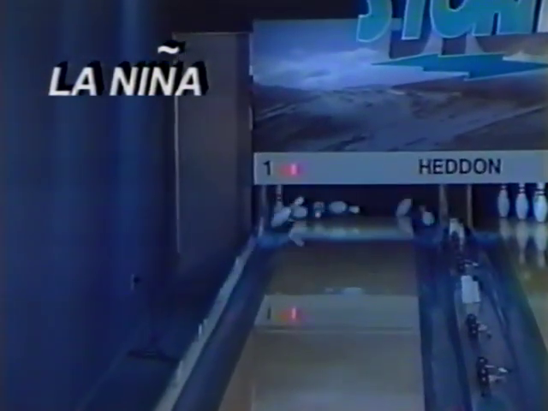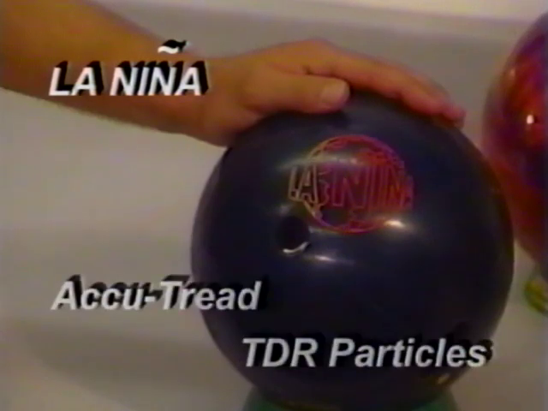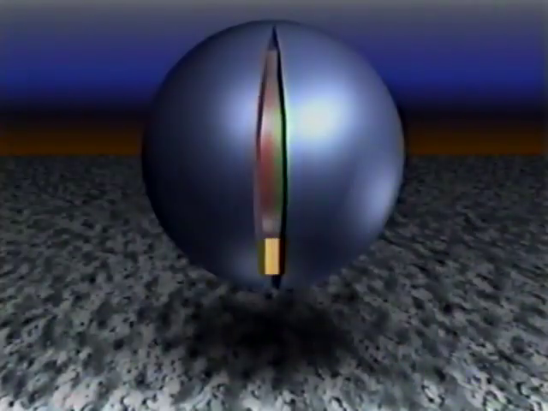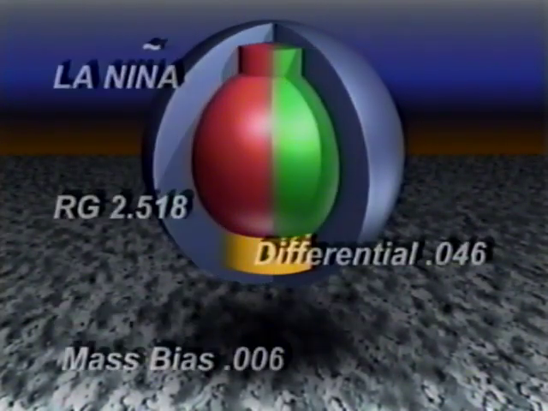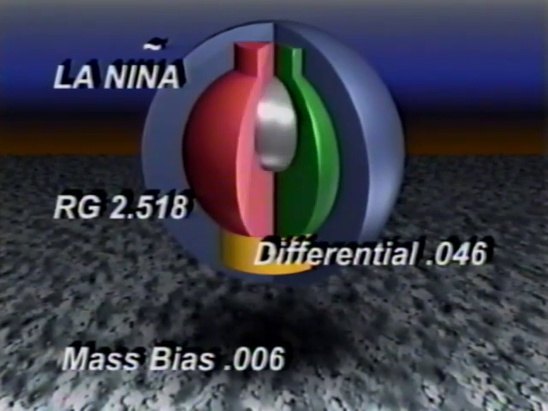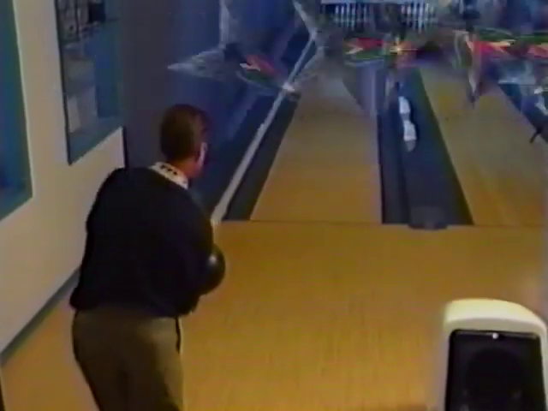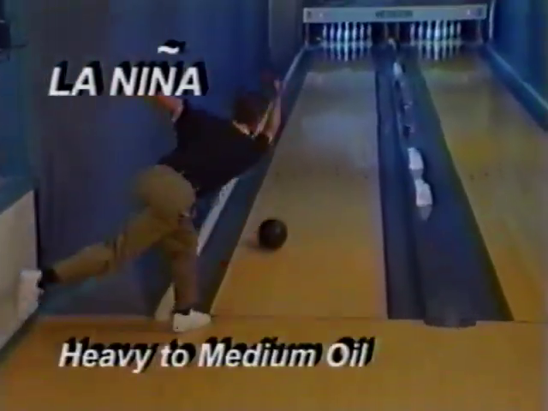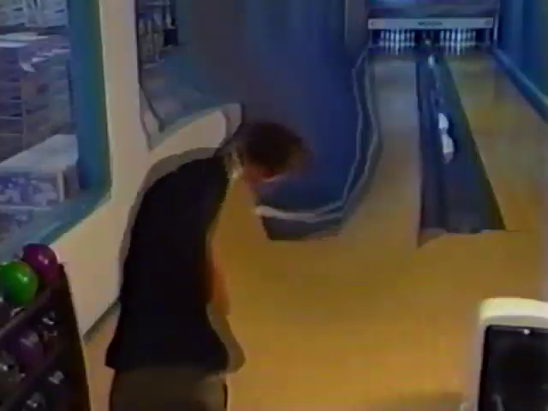The La Nina features Storm's new Prothane cover stock, which utilizes AccuTread reactive urethane with TDR particles. Matched up with the new Prothane cover stock is the latest motion control core, which features a medium RG of 2.518, medium differential of 0.046, and a medium mass bias differential of 0.006. The La Nina is designed for heavy to medium oil conditions and is the premier ball of the Master line.